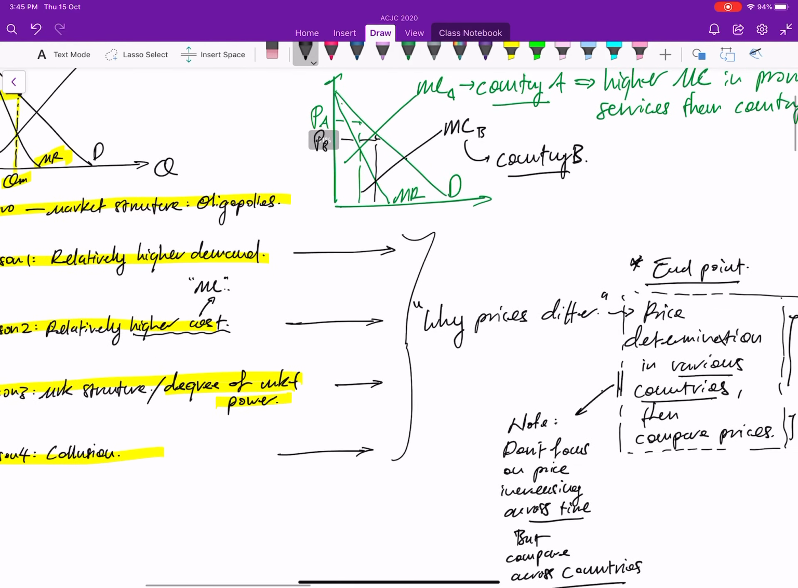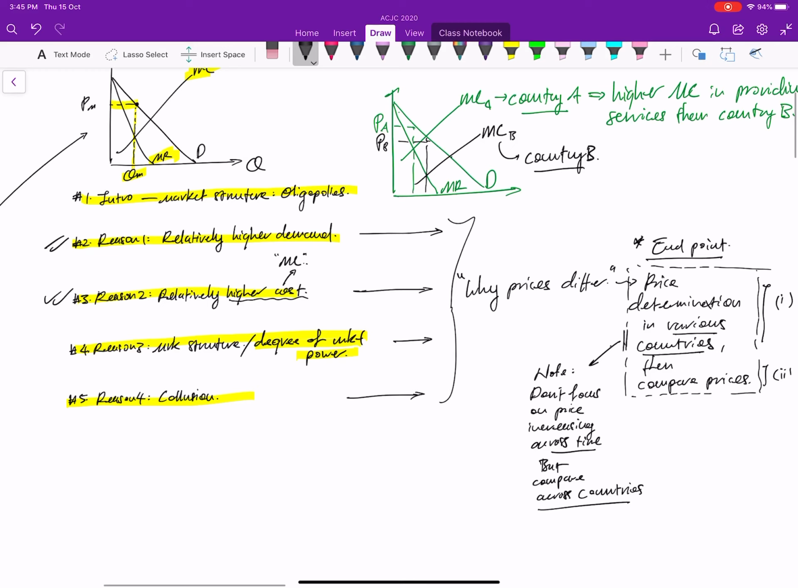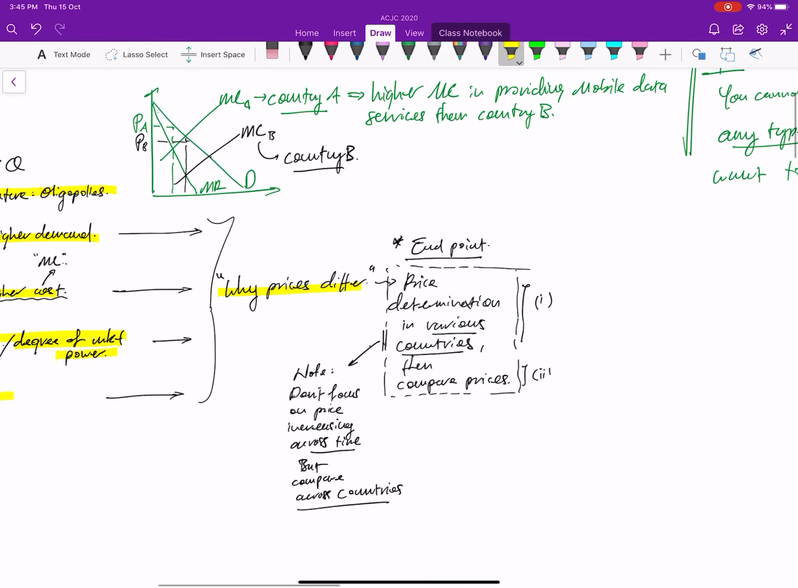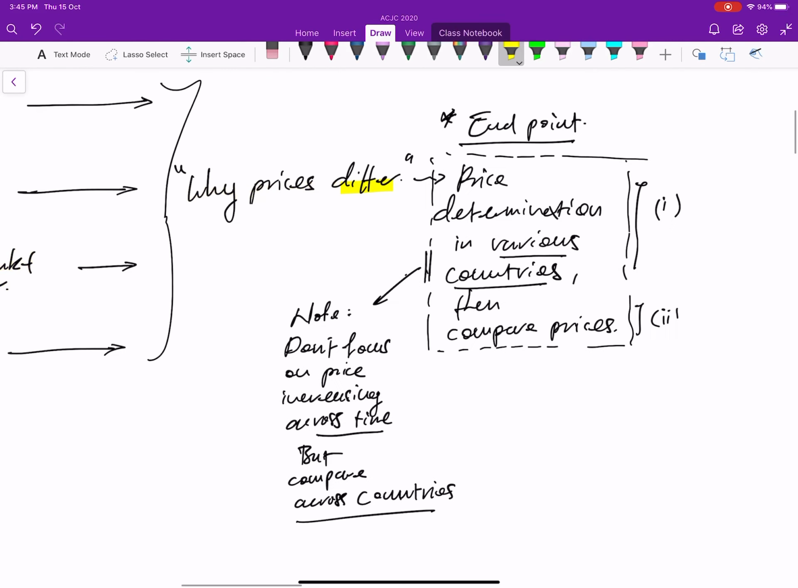Then let's take note of the end point in this question. You are supposed to explain how all of these highlighted reasons explain why prices differ. And to unpack price differing, perhaps it's obvious to you, but you just have to make it obvious in your writing, because maybe some of you understand this, but it doesn't come across. There are two ideas here.